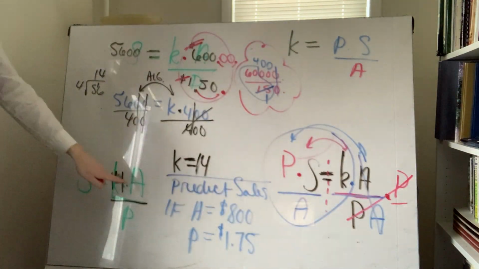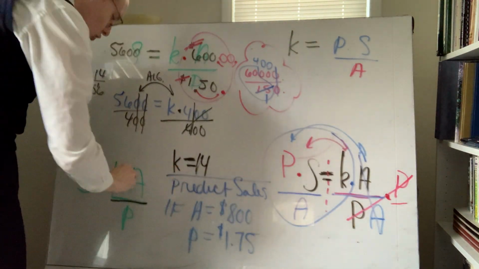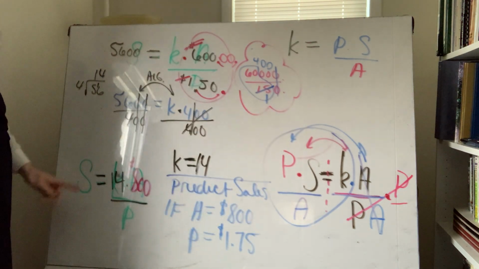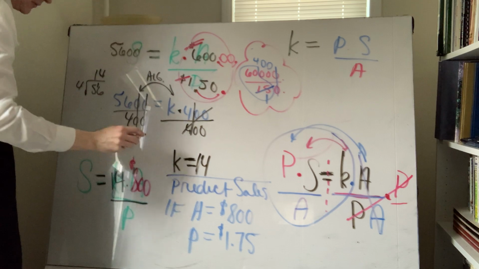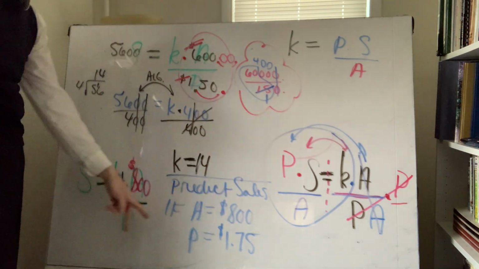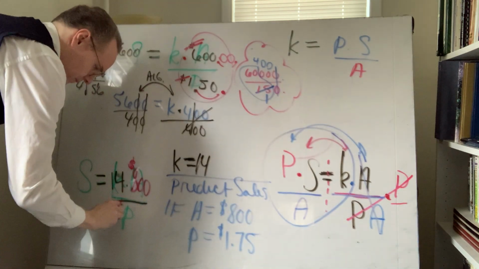So in place of A, I'm going to put 800. And again, you put the unit of dollar in there. It's not technically a unit, it's counted. It's a kind of unit, it's just not measured. And then the price of $1.75 down here.